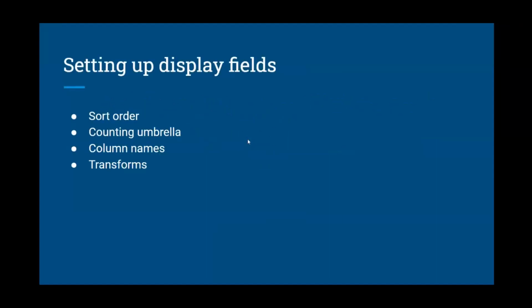transforms. So when we're setting up our display fields, there are a couple of different things that we want to think about besides just which columns to show up in our final output. We want to think about our sort order. We want to think about how things are going to be counted if it's a counting report, which ours will be today. We also want to think about our column names. And finally, we want to think about what the data actually looks like in each individual cell, and that would be the transform. So for today's report, we are going to be looking for a few different display fields.